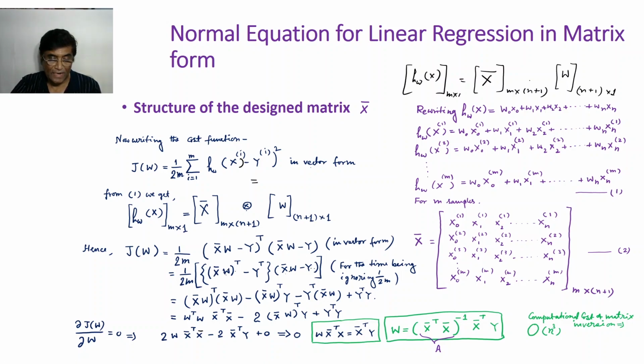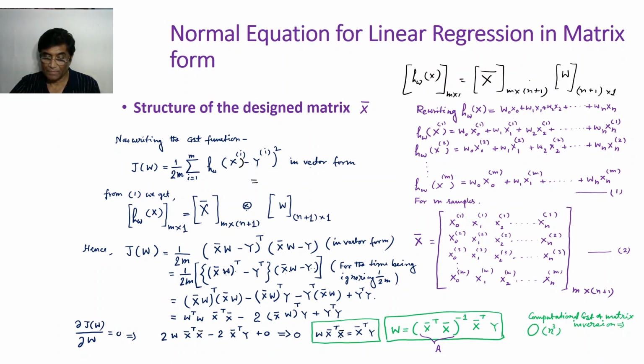And beautifully now, 2 cancels out. You see I have got W x bar transpose x bar equals x bar transpose times y. So this has gone here. And then straightaway W equals x bar transpose into x bar. So just multiply it by x bar, and then x bar transpose remains.